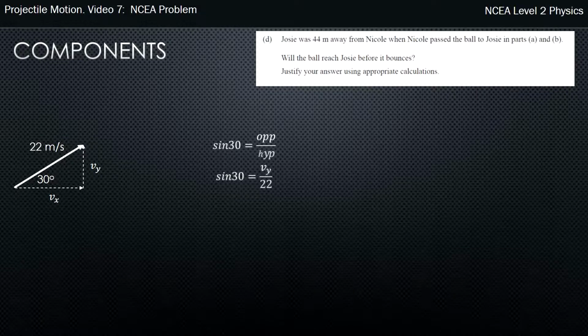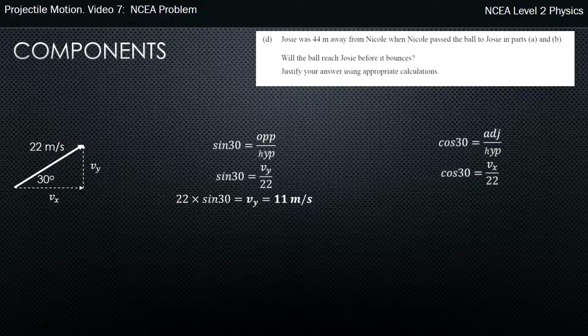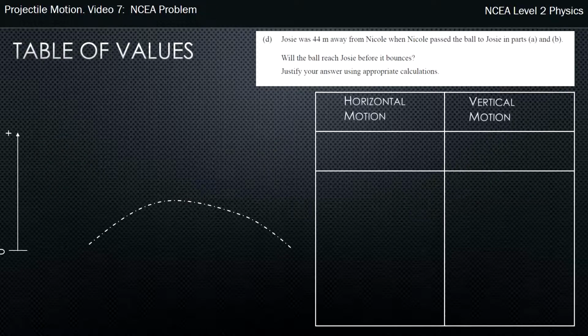I already did my vertical beforehand, and so now my horizontal is my Vx, and that's the adjacent in that triangle, so I'm going to use cos, rearrange it, and I end up getting 19.05 meters a second for the horizontal velocity. The second thing I do once I've got that is draw my table. Separate out a horizontal and vertical so I can clearly see they're separate.